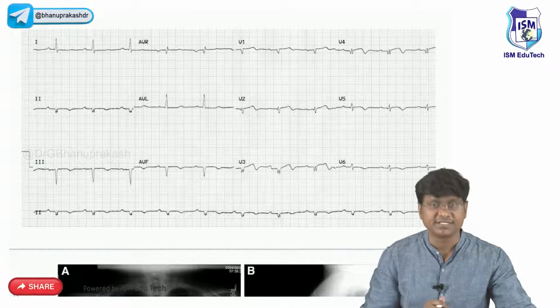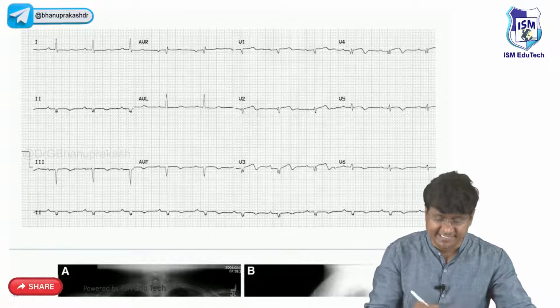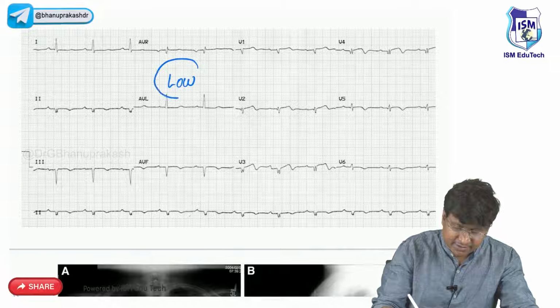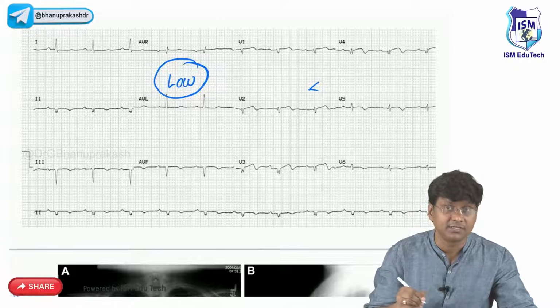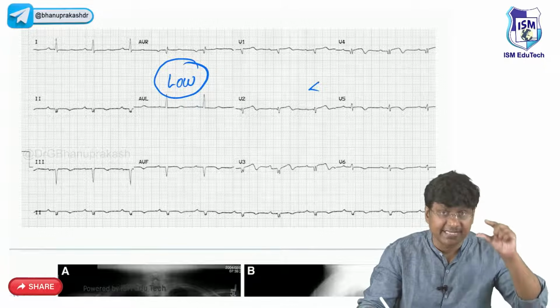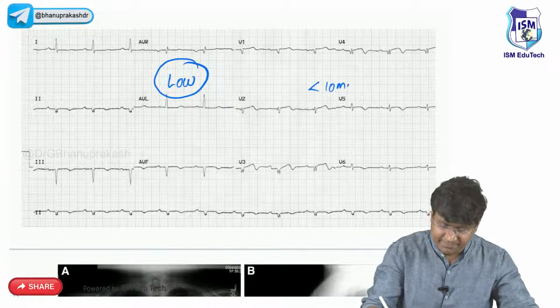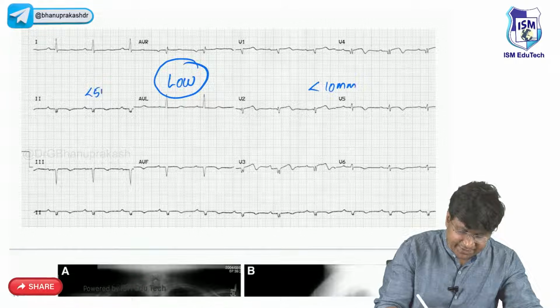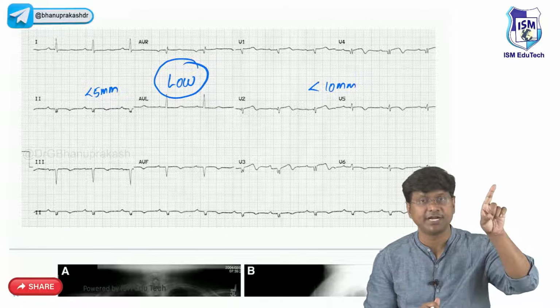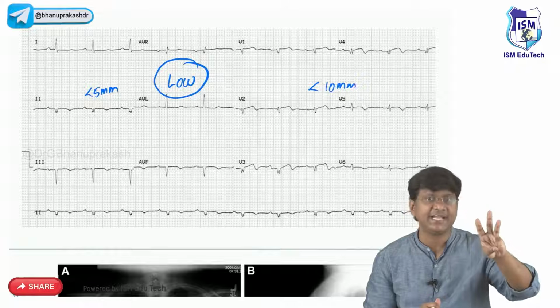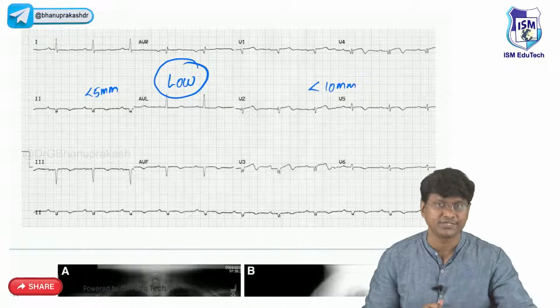Now, in case of constrictive pericarditis, what will be the ECG changes? You will have low voltage complexes, where in the chest leads the amplitude will be less than 10 mm, whereas in limb leads, the amplitude will be less than 5 mm. Okay, low voltage complexes. Even in restrictive cardiomyopathy, constrictive pericarditis, and pericardial effusion, you will have low voltage complexes.